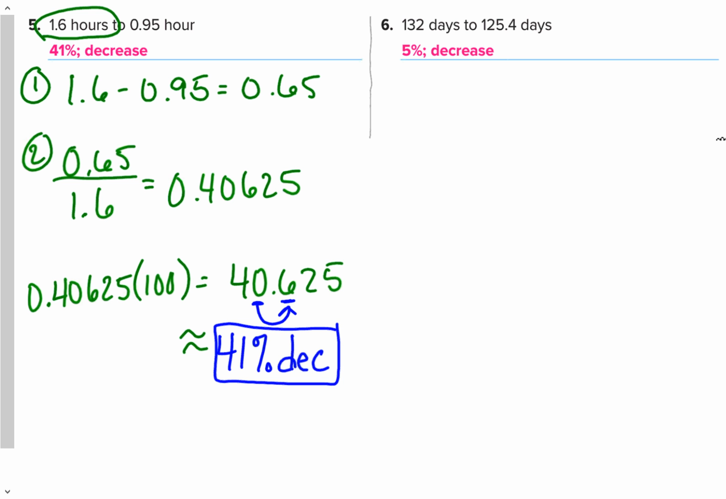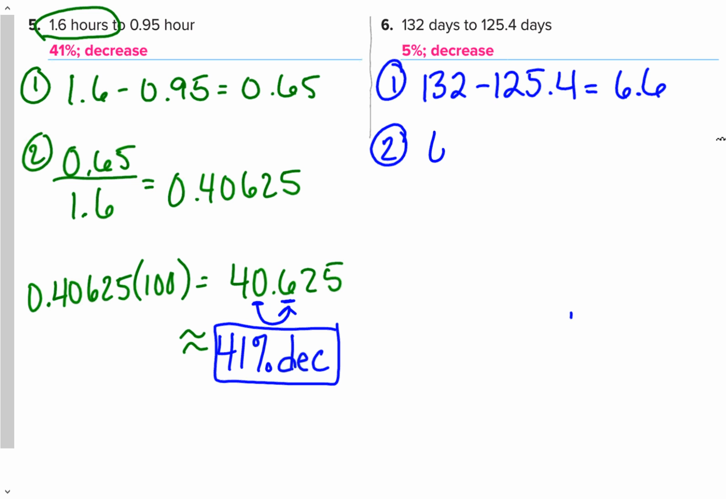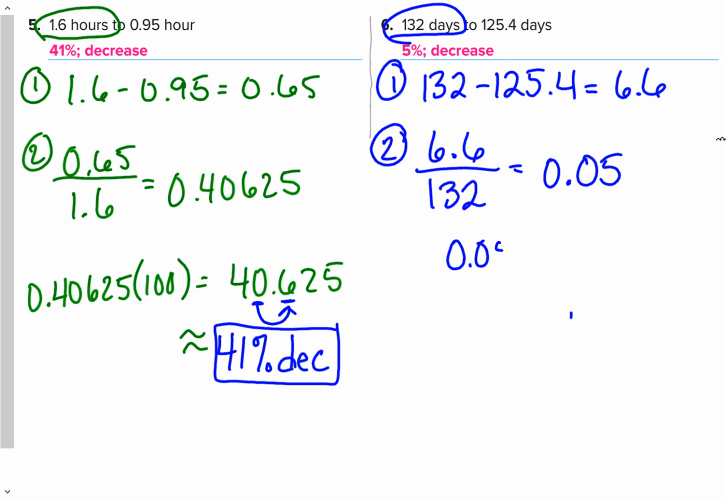Okay. Our next one, 132 days to 125.4 days. Let's find our change. So 132 minus 125.4, that equals 6.6. So now we're going to put 6.6 over the original amount, 132, and that's going to equal 0.05. And we're going to take our 0.05, multiply it times 100, and that equals 5%. We went from 132 to 125, so that is a decrease.